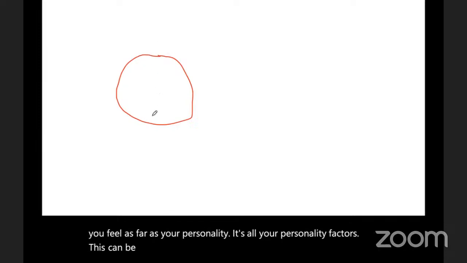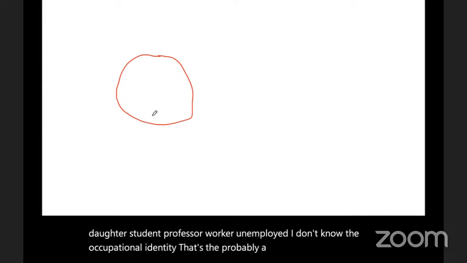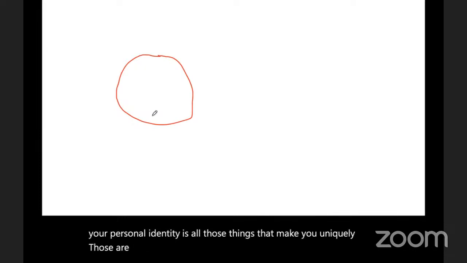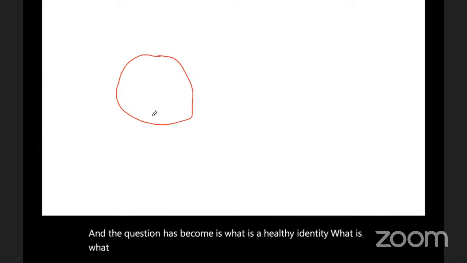This can be divided into two. One is your social identities. Those are the identities that are given to you by your social world, such as son, daughter, student, professor, worker, unemployed. I don't know, the occupational identity, that's probably a better term. And then your personal identity is all those things that make you uniquely you. Those are your personality factors and all those kinds of things. And the question has become: what is a healthy identity? What makes someone healthy as far as their identity is concerned?